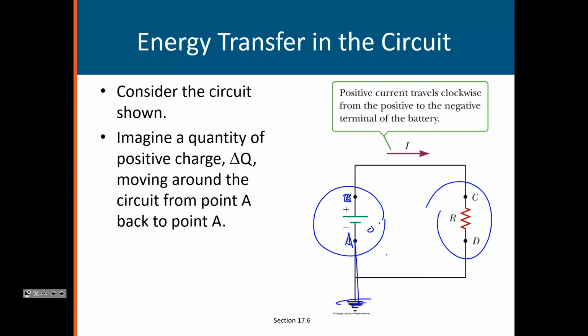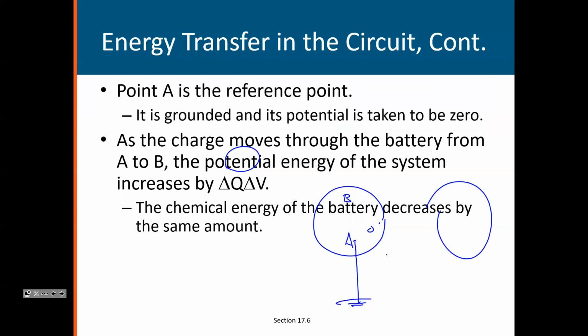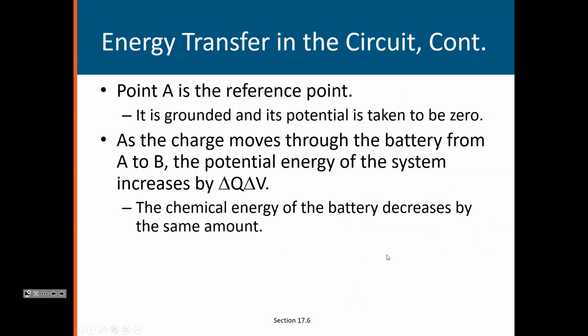As the charges move from A to B, they will gain electrical energy. So as a charge delta Q moves from A to B, it will gain electrical energy from the chemical energy of the battery. We take the point A as the reference point, by connecting it to the ground, so we can say it is the 0 level.